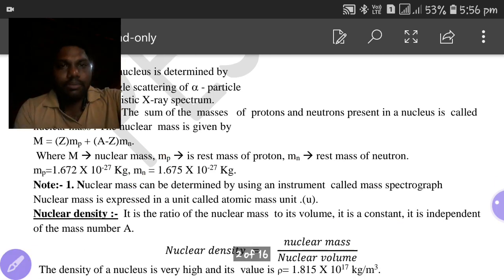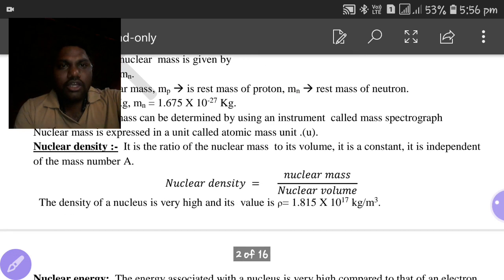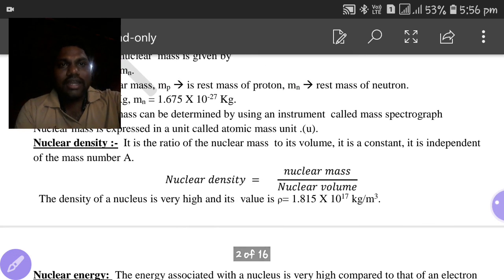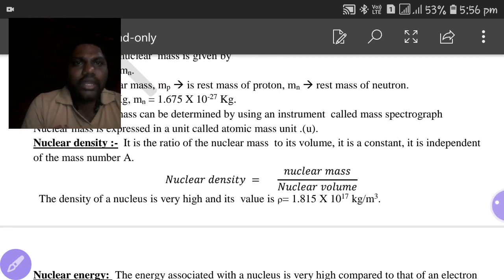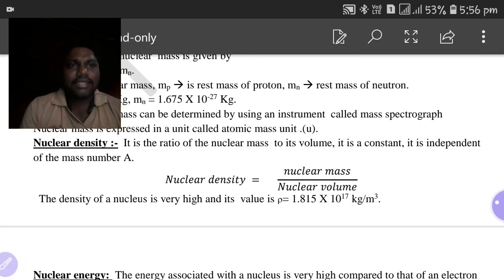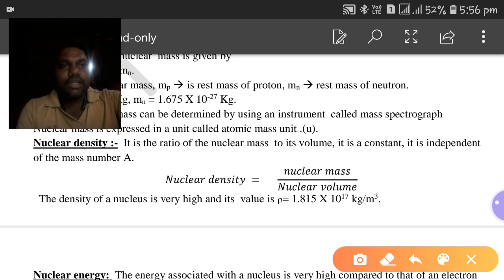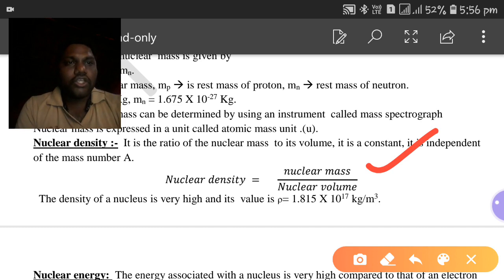The next property is nuclear density. Nuclear density is defined as the ratio of nuclear mass to its nuclear volume. That is, nuclear density is equal to nuclear mass divided by nuclear volume, and it is a constant quantity. It is independent of the mass number. It doesn't depend on the atomic number or on the mass number.